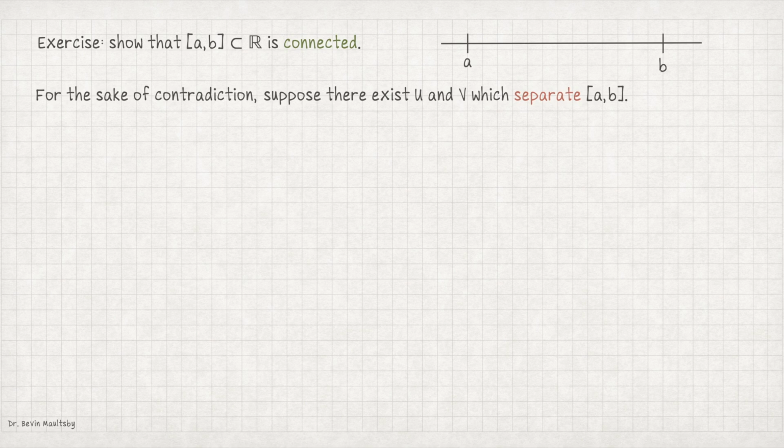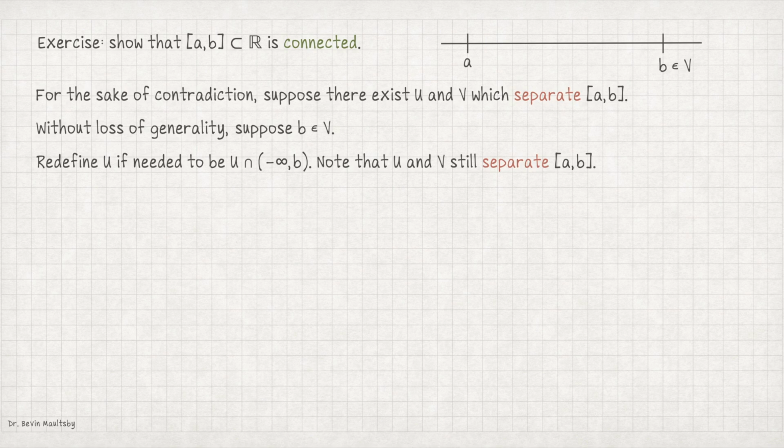What that means is that every element in this closed interval is found in either U or V, so without loss of generality, let's suppose that B, the right endpoint of the interval, is in V. Nothing to the right of B really matters, if you will, so one thing I'm going to do is redefine U if necessary to be U intersect the open interval from negative infinity to B. This new version of U is still an open set because it's the intersection of two open sets. And everything between A and B which was covered by U will still be covered by U. Basically, I just want to throw away everything to the right of the interval.